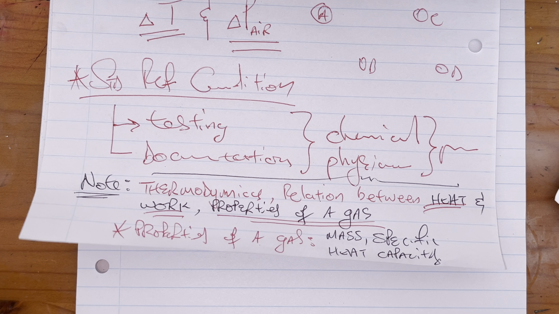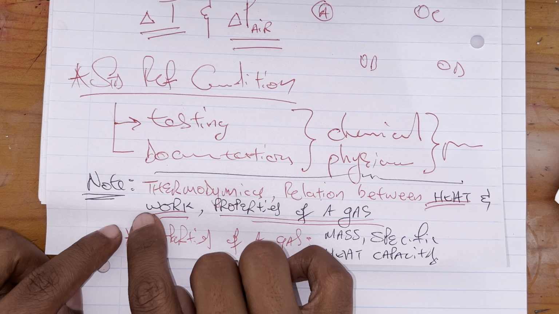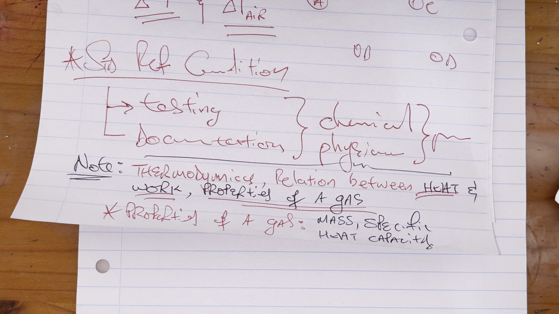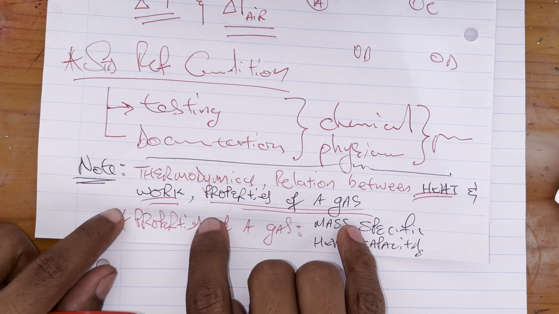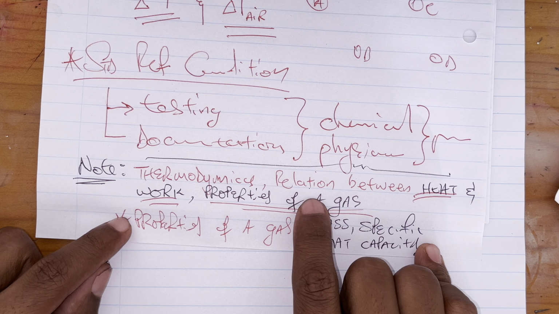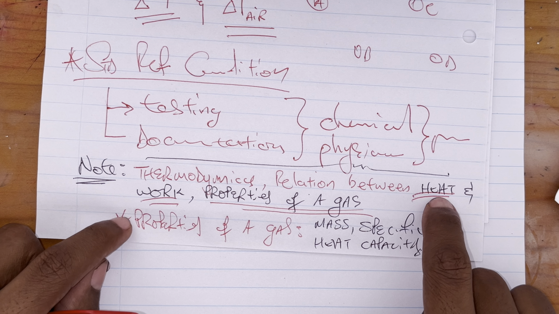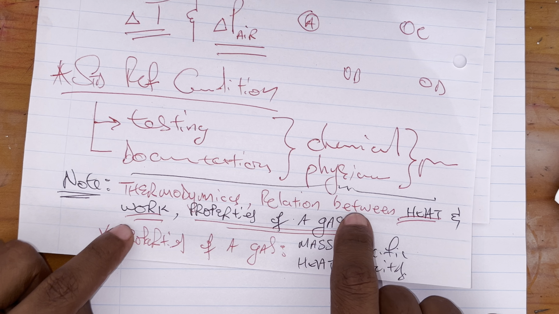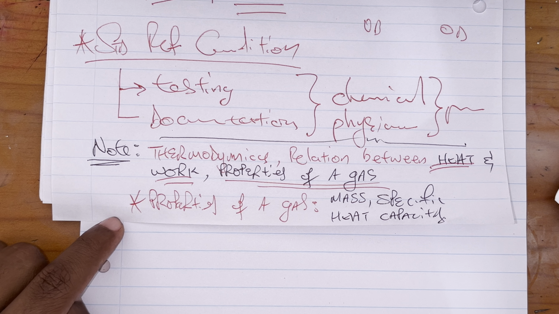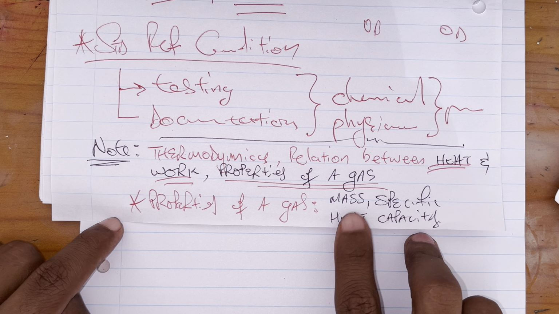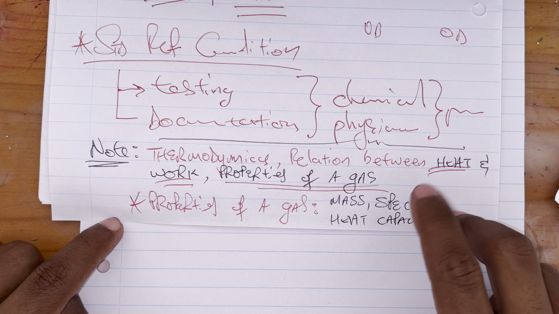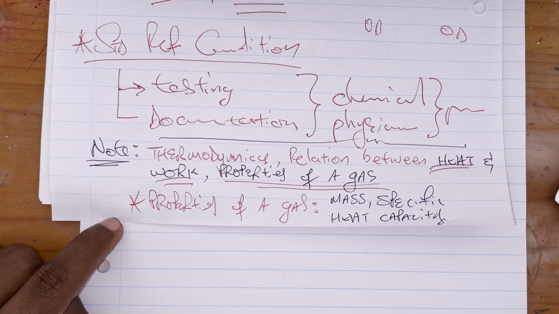Just to wrap this up, when we talk about thermodynamics, fundamentally we are talking about the relation between three things: heat, work, as well as the properties of a gas. And when we talk about properties of a gas, we are referring to the mass of the gas, as well as the specific heat capacity of that gas. So for now, we are going to conclude over here.